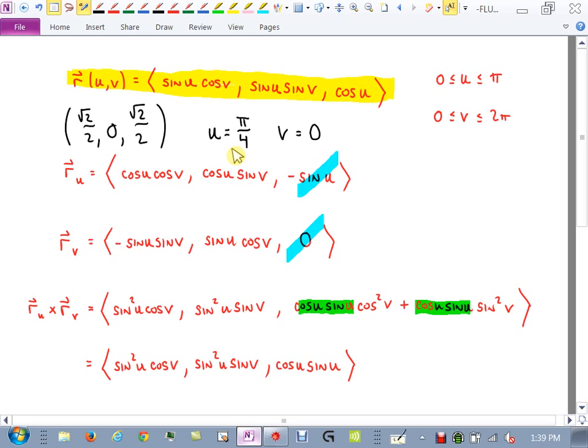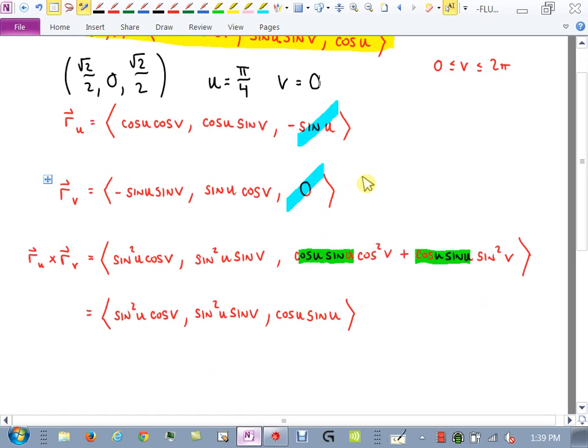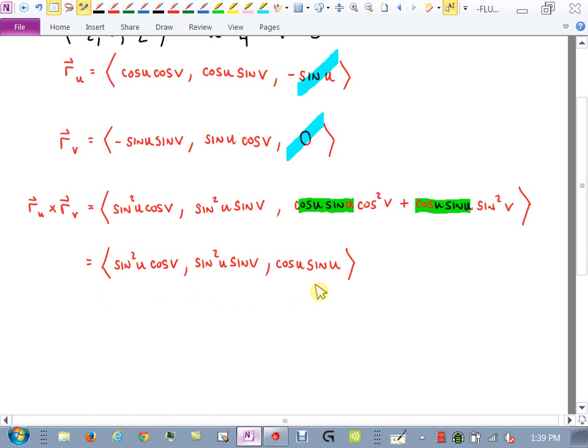So let's just check that the middle one works. What's sine of u? Well, what's sine of pi over 4? Root 2 over 2. And then sine of v, what's sine of 0? 0. So this is our u and this is our v. Got it? Now we come back down here to this cross product, and let's plug in our u and our v here.